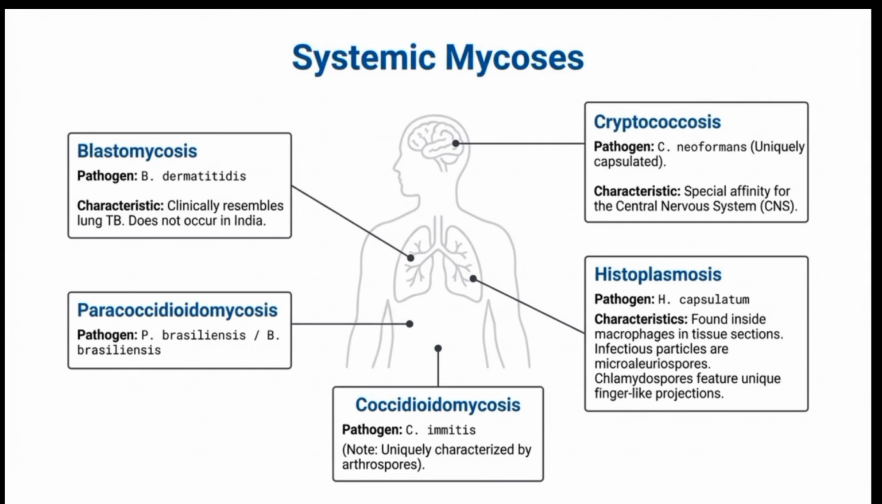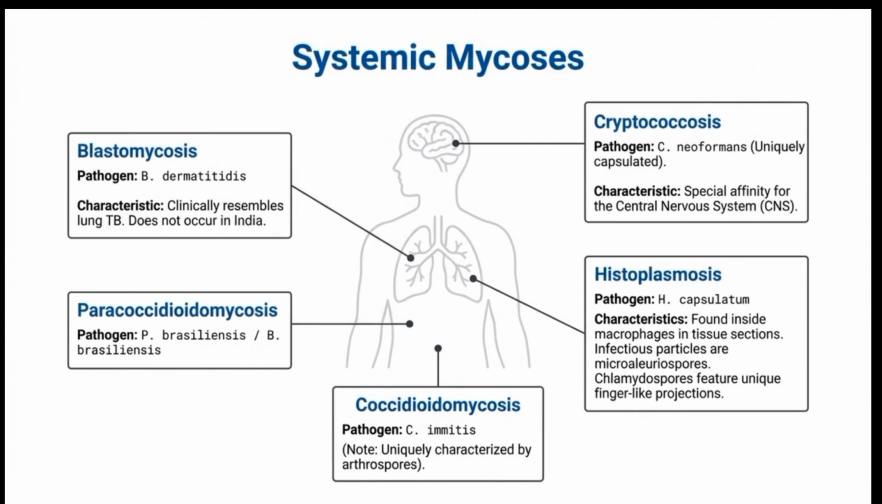Then you have paracoccidioidomycosis. You have coccidioidomycosis, which utilizes those fragmented arthrospores we discussed earlier to establish deep lung infections. And then you have histoplasmosis. Histoplasmosis is pure nightmare fuel.